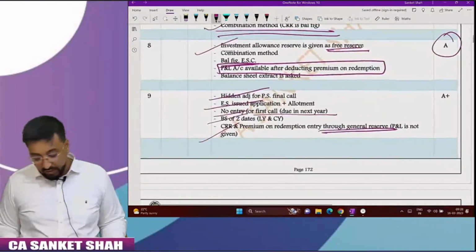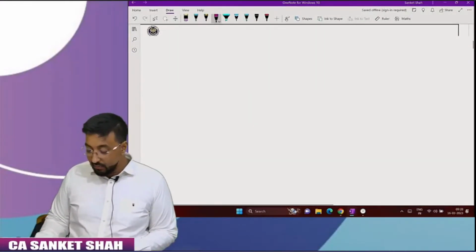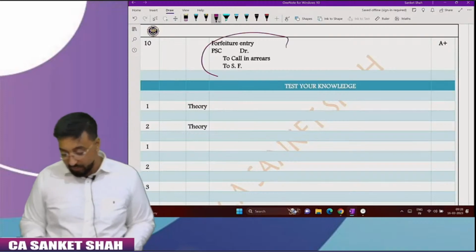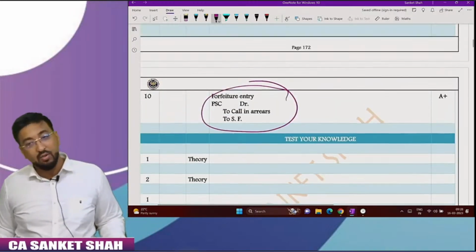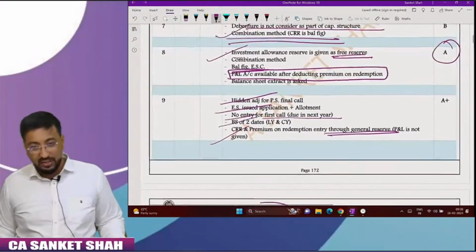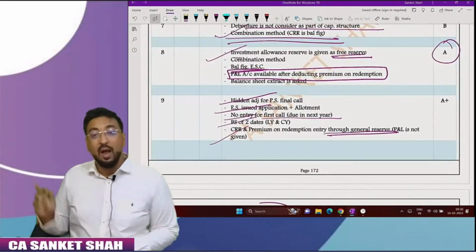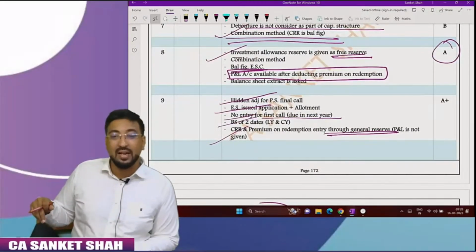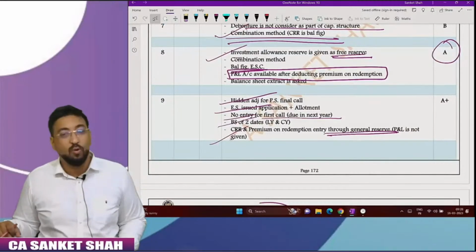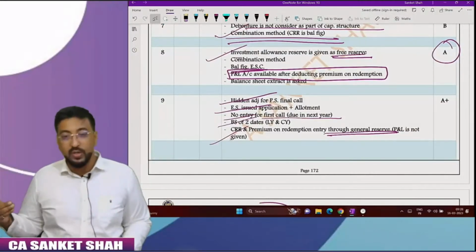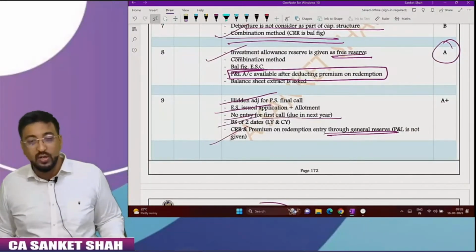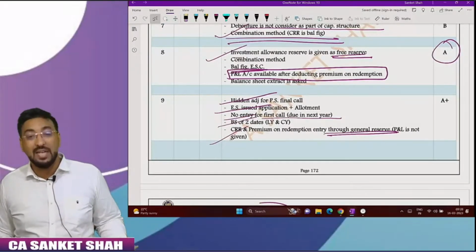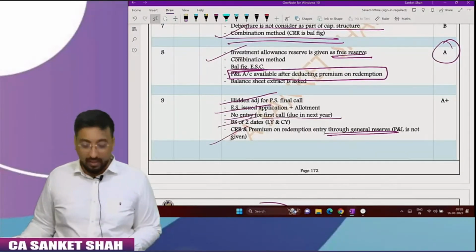In number 10, the forfeiture entry is the new part. Forfeiture is a new concept. Preference capital with two call scenarios and shares forfeited. That is the new concept. According to forfeiture you will have to prepare the CRR and equity share capital. Tomorrow I am going to give you the diagram for Illustration number 10, but you solve it and try to find out the amount of CRR in Illustration 10.